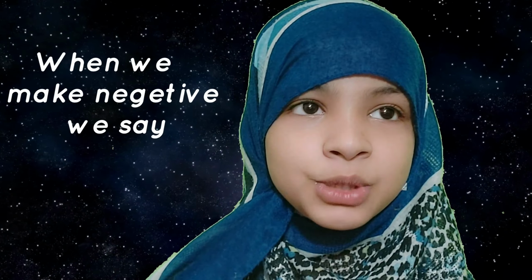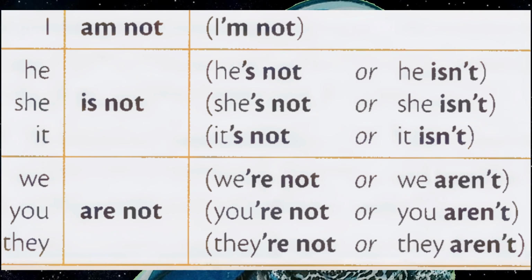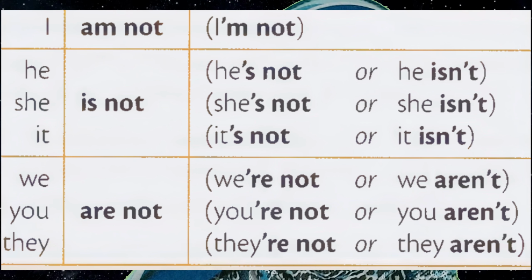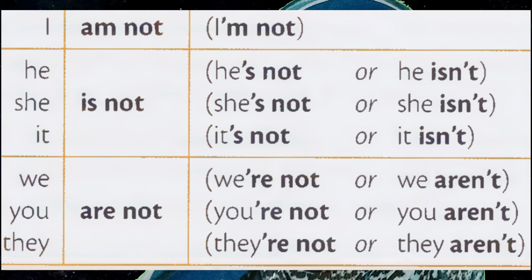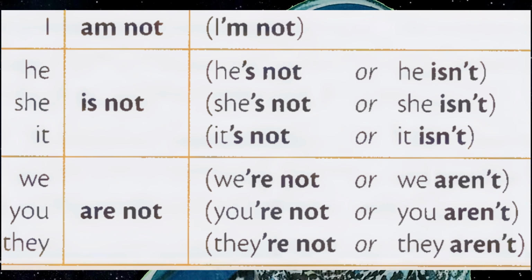When we make negative, we say I am not. I'm not. He is not. He's not or he isn't. She is not. She's not or she isn't. It is not. It's not or it isn't. They are not. They're not or they aren't. We are not. We're not or we aren't. You are not. You're not or you aren't.